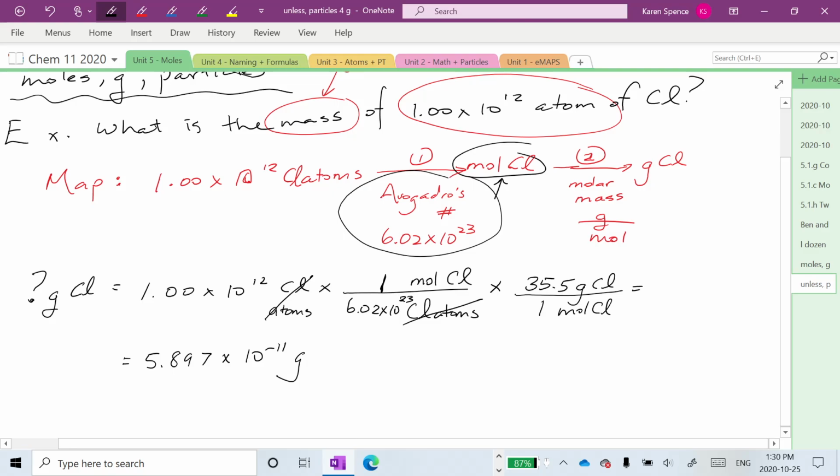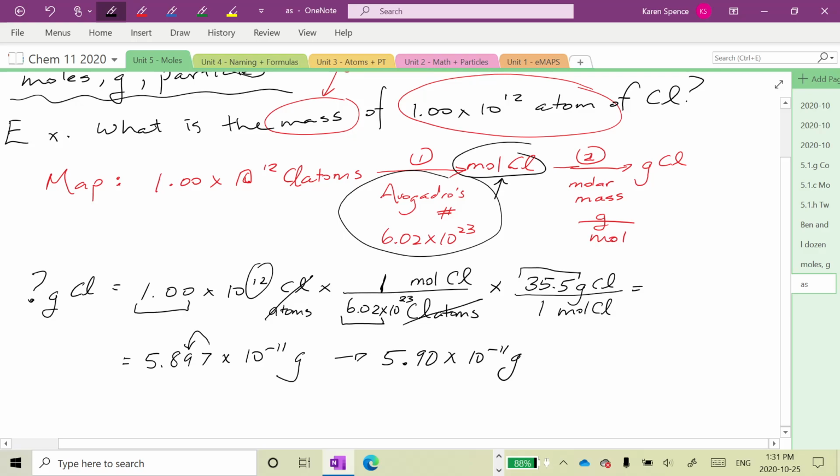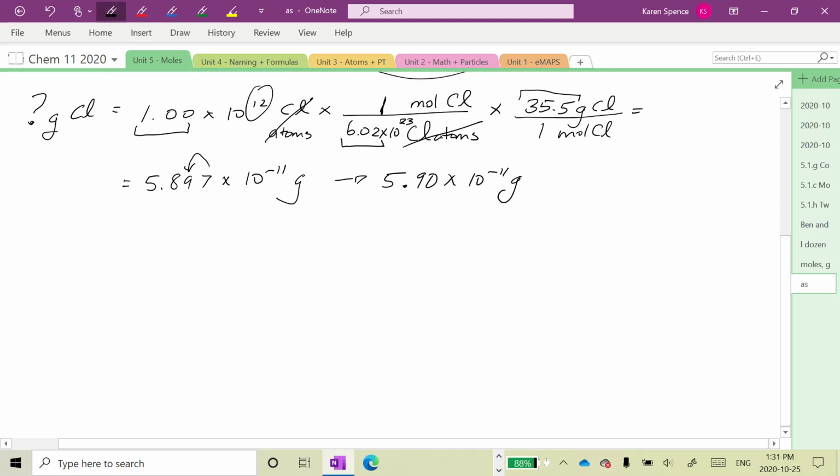Now, sig figs: 3 sig figs here, 3 sig figs here, 3 sig figs here, so we'd better be rounding that to 3 sig figs. So that will then become 5.90 times 10 to the negative 11 grams. That's a small number of grams, but when you think about it, 10 to the 12 is a lot less than 1 mole, so it should be quite a small number of grams.